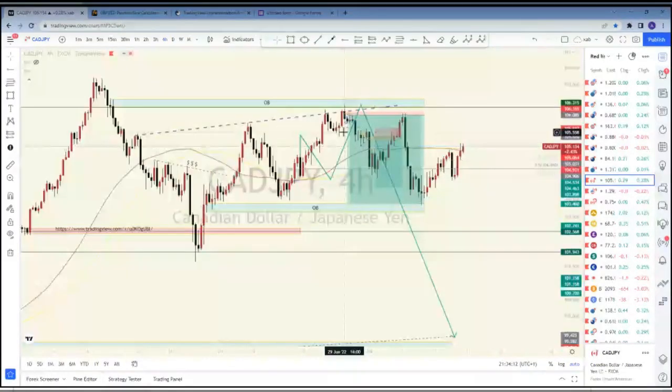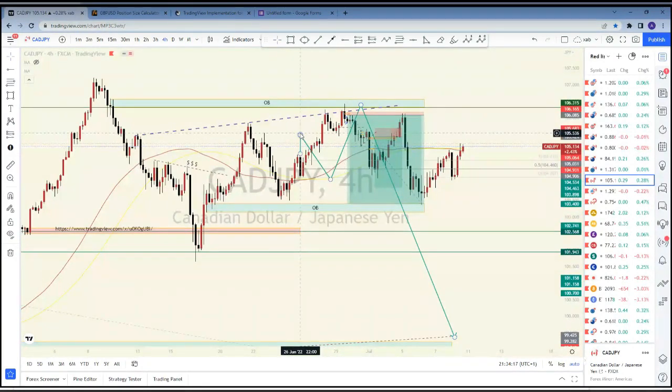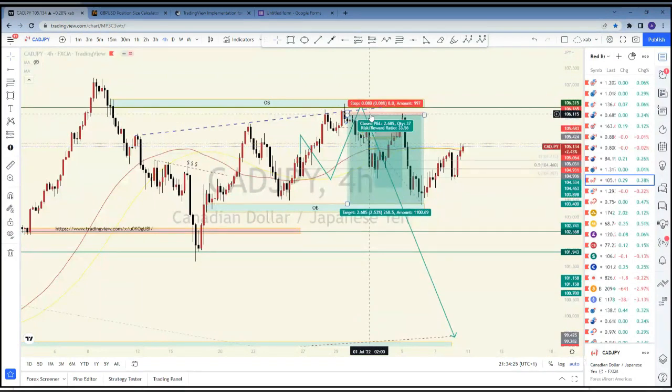So this was CADJPY. This was the analysis from as far back as the 26th of June, and I spotted this order block. I told us price was going to react from this overall order block, and you can see I had this 1:33 risk to reward trade going on around here.